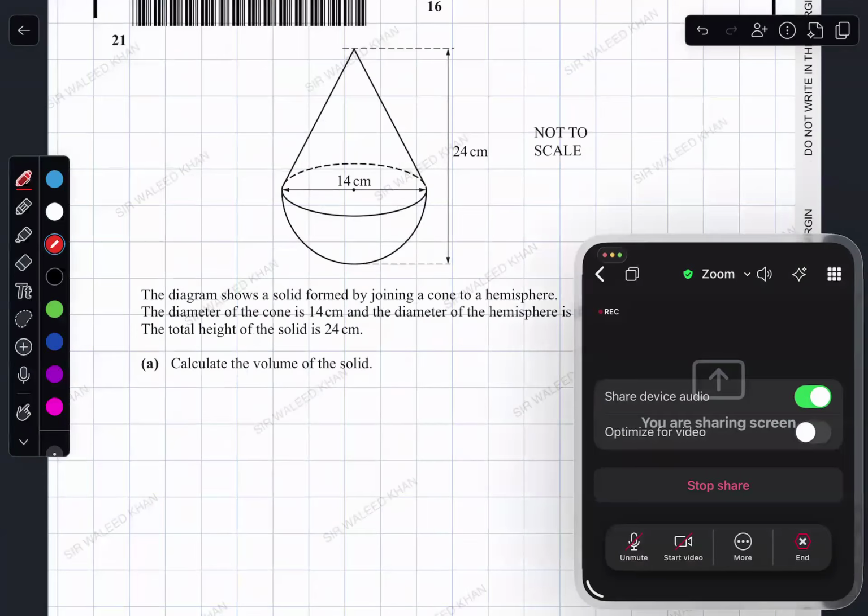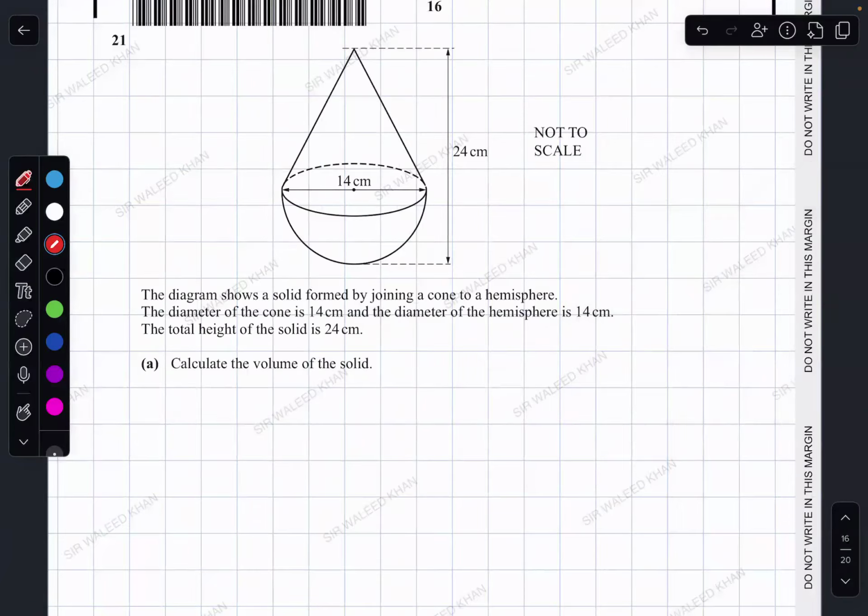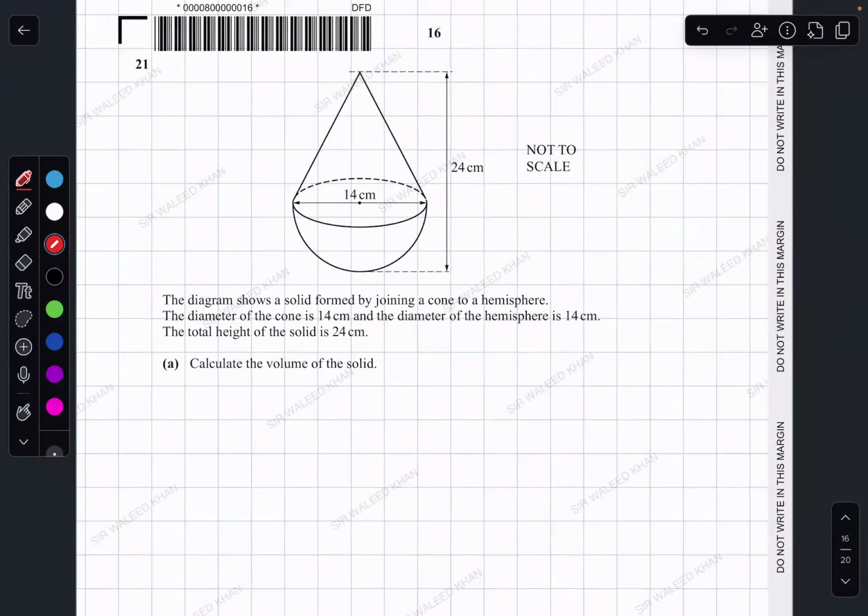Okay, so let's start. We will read question number 21. The diagram shows a solid formed by joining a cone to a hemisphere. The diameter of the cone is 14 centimeters, and the diameter of the hemisphere is 14 centimeters. Okay, so both, yes, the diameter is the same. The radius is the same for both. The total height of the solid is 24 centimeters. Calculate the volume of the solid. So we need the volume of the solid.